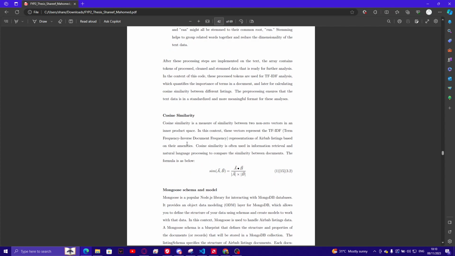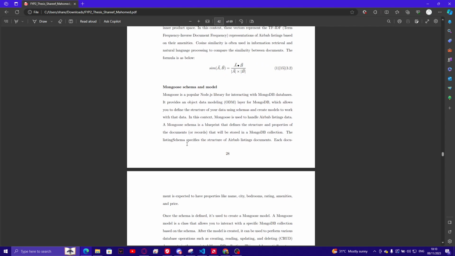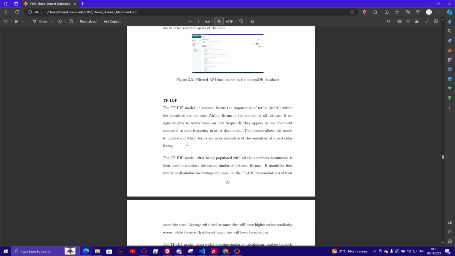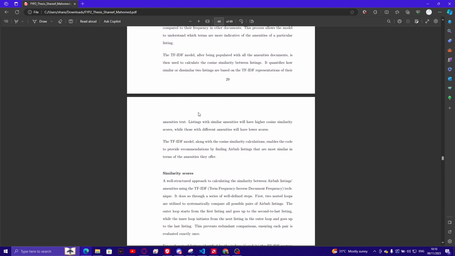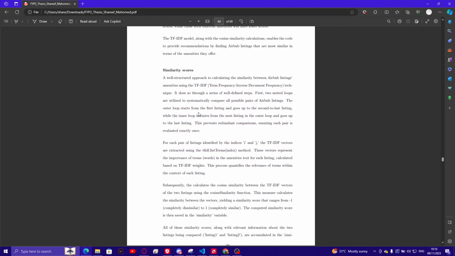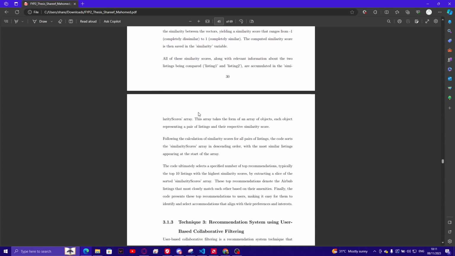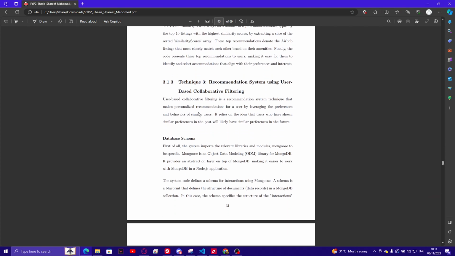Then for the similarity metric I use cosine similarity. I also use mongoose to store the data that I fetched from the API. And then TF-IDF for data extraction. From the similarity metric that I used, I got the similarity scores, and then we got the recommendation. Technique 3 is using collaborative filtering.